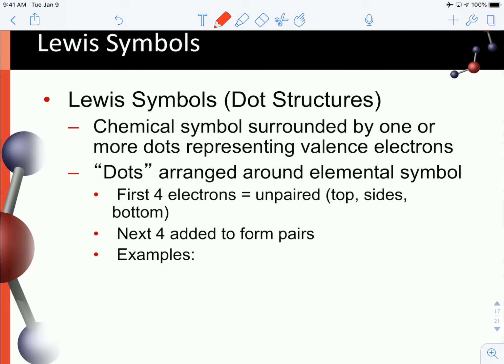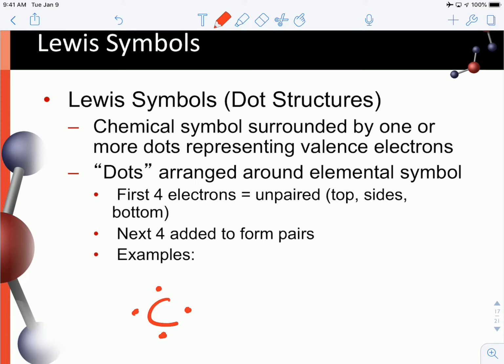You're going to start by just realizing the Lewis dot symbols for the elements. It's a chemical symbol surrounded by 1 or more dots representing valence electrons. The dots are arranged around the element symbol. The first 4 electrons are unpaired, then you start to pair them up. The next 4 are added to form pairs. So for example, here's carbon. It has 4 electrons. You have to put 1 on each side because you cannot pair them up yet.